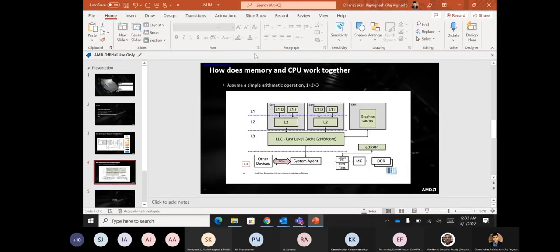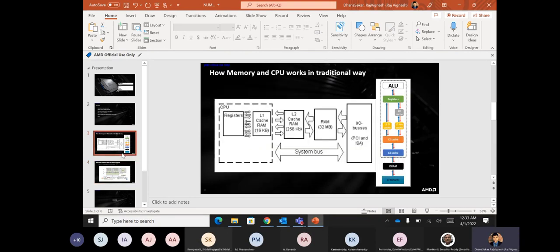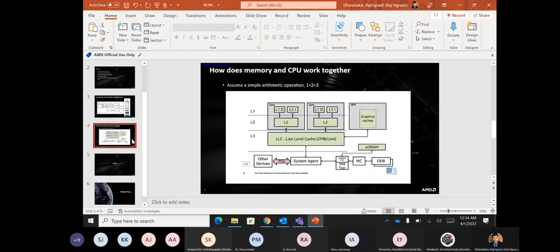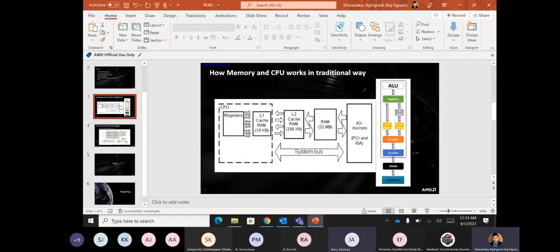I hope you guys don't sleep after this historical view of how CPU and memory would go through. No. Yes, go ahead. Nothing. Oh, okay. I thought you were saying something. Sorry. Sir, I have a question.